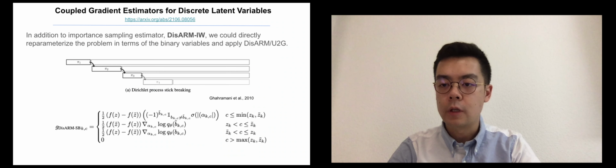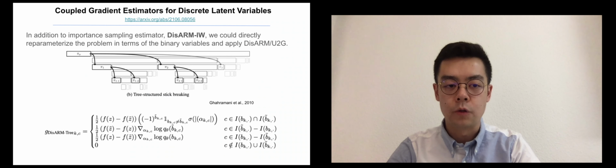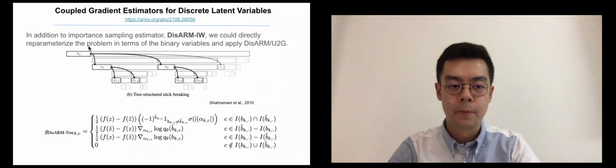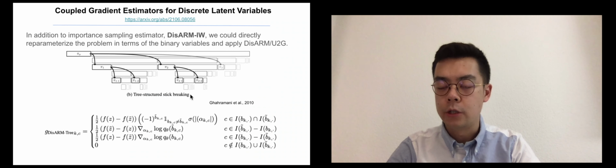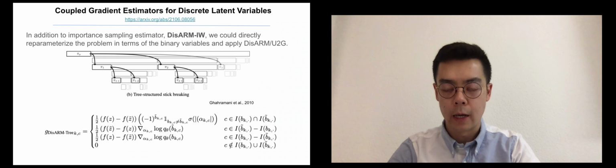But instead of using stick breaking, we can use tree-structured stick breaking, which is of the following form. And then we can reach a third gradient estimator, which we call DisARM-Tree. So overall, we have 3 different versions of gradient estimators, and we hope all of them could improve upon the strong baseline, which is REINFORCE leave-one-out.